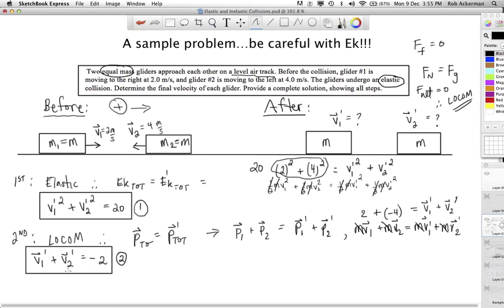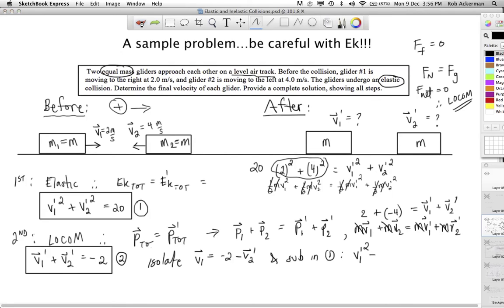We're going to take the easier equation and we're going to isolate one of the variables. Let's isolate v1. So v1 is going to be equal to negative 2 minus v2 prime. And then we're going to sub into equation number 1 over here. So what's that going to look like? Well, we're going to have v1 prime squared. We still got that. But now it says to take v2 prime and square it.